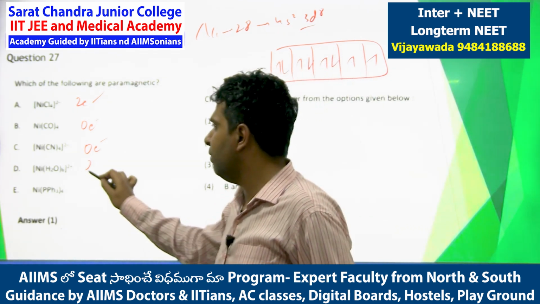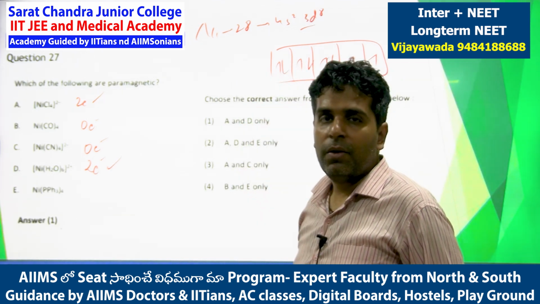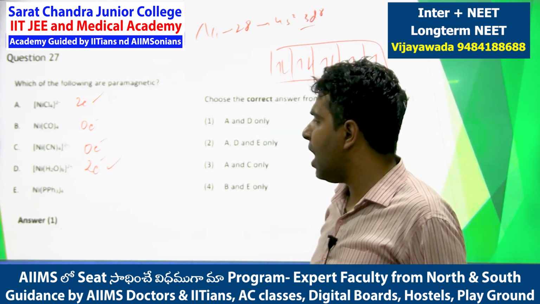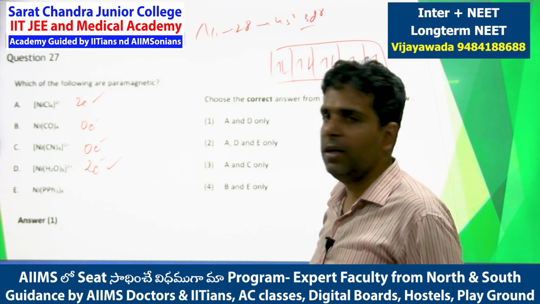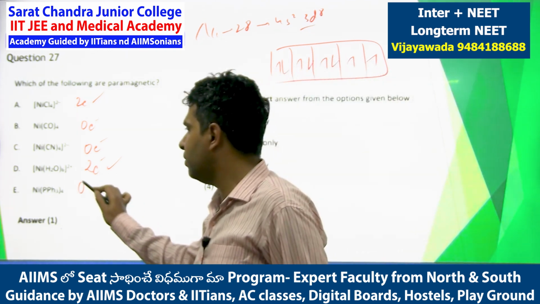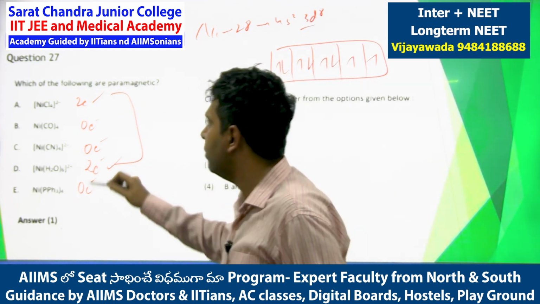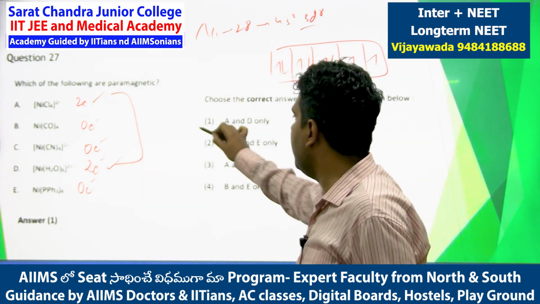H2O is a weak field ligand, it will not cause pairing. So there will be 2 unpaired electrons. So this will be paramagnetic. And triphenyl phosphine is a strong field ligand that will also cause pairing of electrons of nickel. So there will be no unpaired electron, and this will also be diamagnetic. So paramagnetic with 2 unpaired electrons are A and D options. So A and D only.